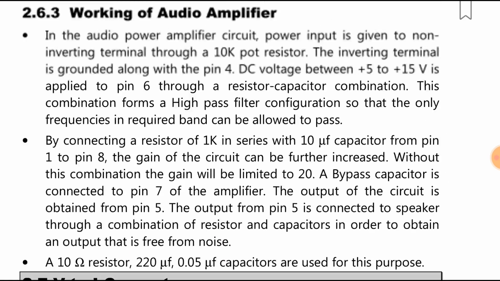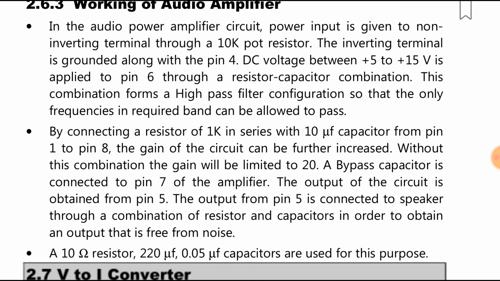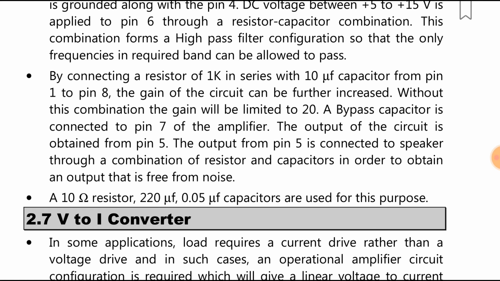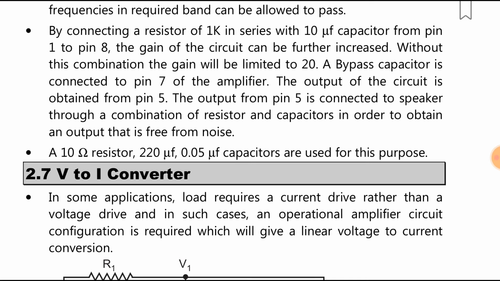Now we will see the working of the audio amplifier. In the audio power amplifier circuit, the input is given to the non-inverting terminal through a 10K pot resistor. The inverting terminal is grounded along with pin number 4. DC voltage between plus 5 volt to 15 volt is applied to pin number 6 through a resistor capacitor combination. This combination forms a high pass filter configuration so that only frequencies in the required band are allowed to pass. By connecting a resistor of 1K in series with a 10 microfarad capacitor from pin number 1 to pin number 8, the gain of the circuit can be further increased.